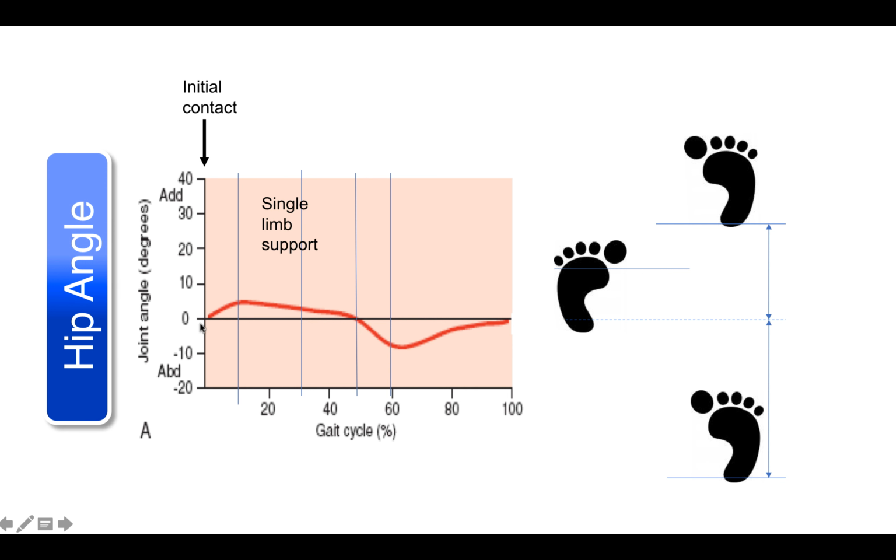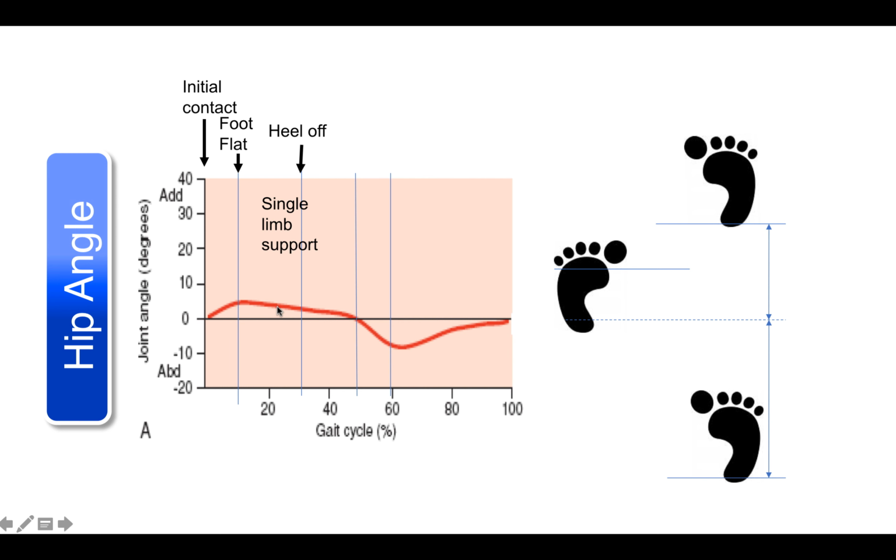As we move into the ipsilateral side, we'll see there's some amount of adduction as we shift our weight over to that side. So by foot flat, we've essentially shifted our weight and are now in single limb support starting at 10% of the gait cycle.